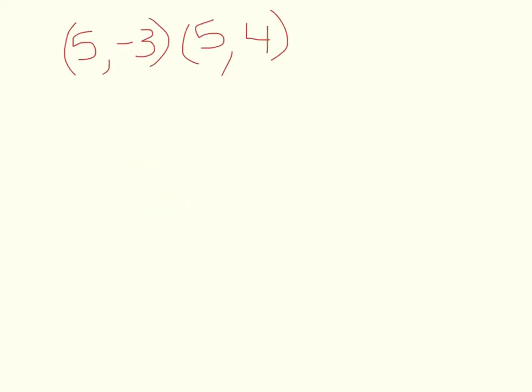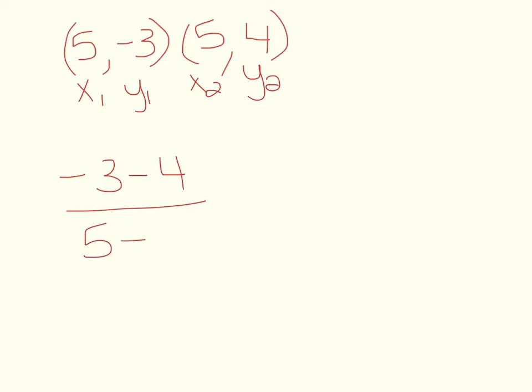All right, here's another one. x1, y1, x2, y2. I want you labeling your points before you start every single time. So in this case, we have -3 minus 4, 5 minus 5. -3 minus 4 is -7. 5 minus 5 is 0.